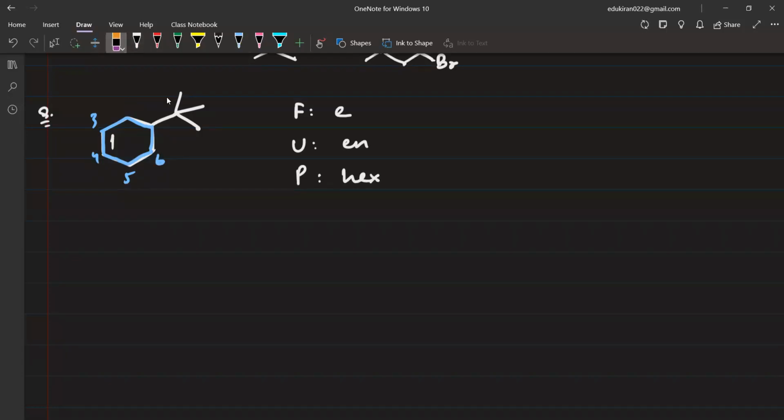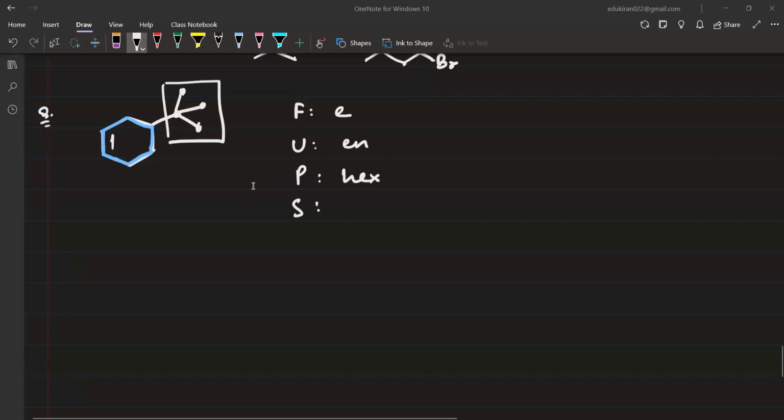Now I need to see the substituent here. So what is the substituent? I will see that, okay, fine, this is my substituent. How many carbons here? I have 1 carbon, 2 carbon, 3 carbon, and 4 carbon atoms. So 4 carbon, that means it is one of the butyls. So can you tell me guys in the chat, what type of butyl is this? Please look at the point of attachment and tell me what type of butyl.